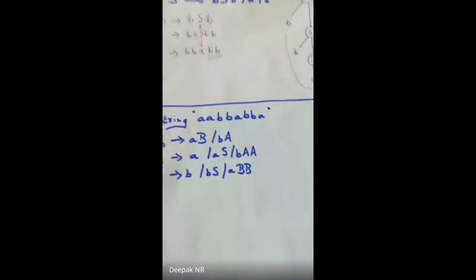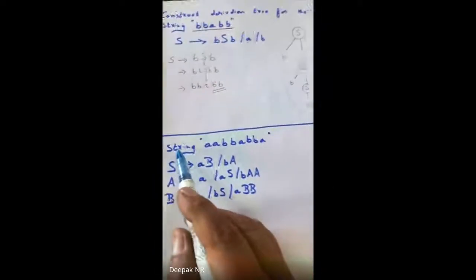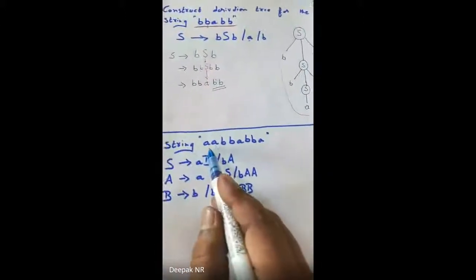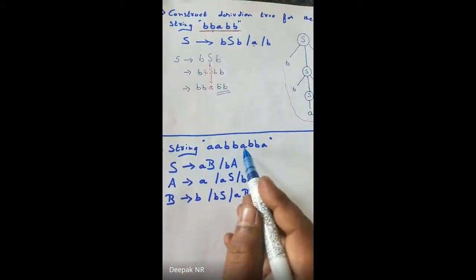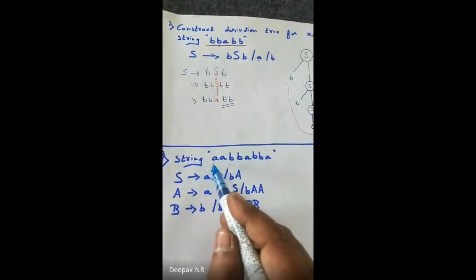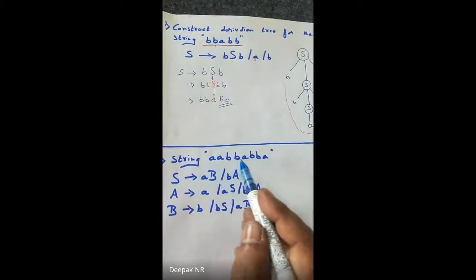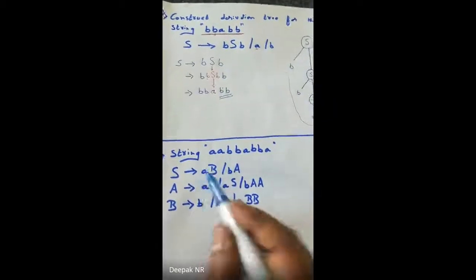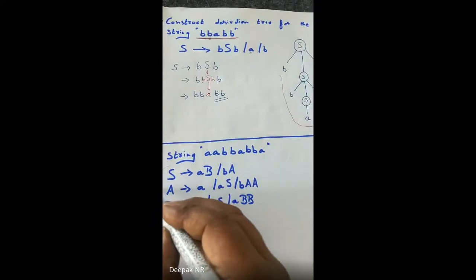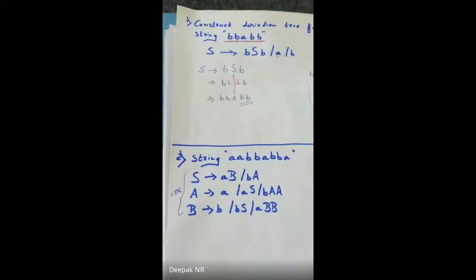Okay, let me take one more, the last complicated question, and let me solve the given thing. Now same old thing. Construct a derivation tree for the string AABBABBA. I repeat again, construct a derivation for the string AABBABBA by using this CFG. Okay, let me start.